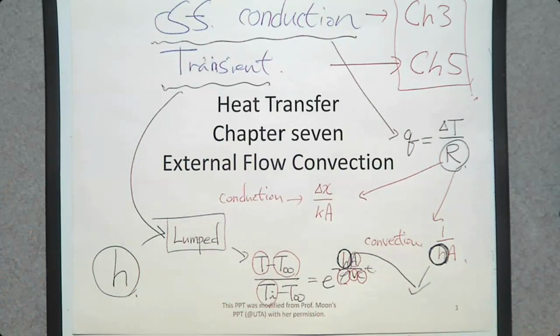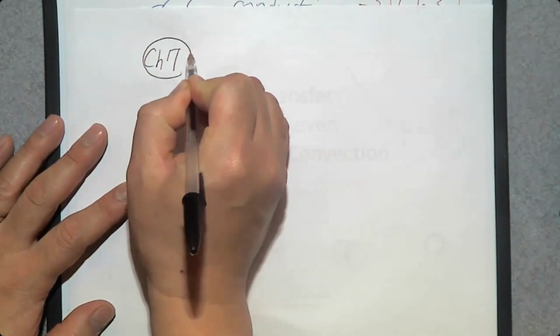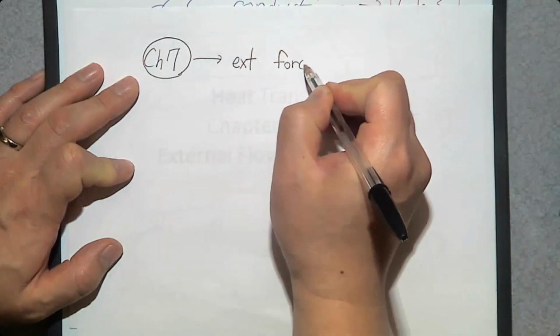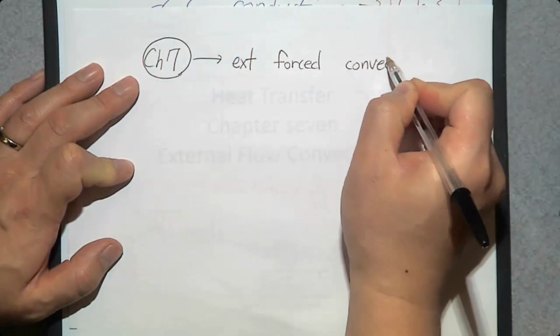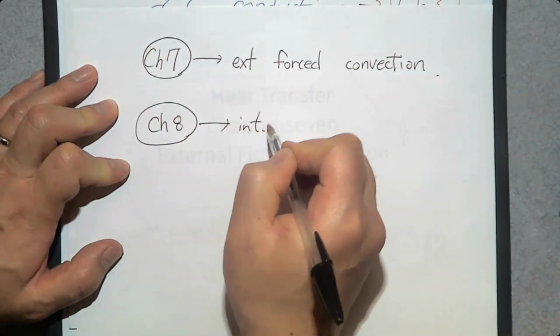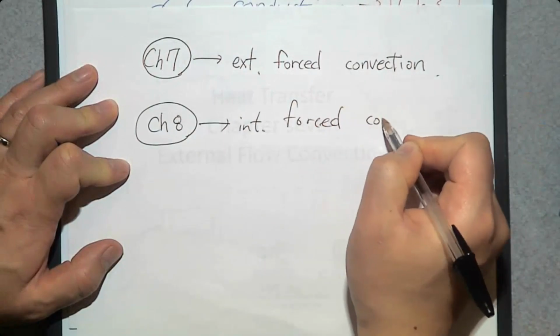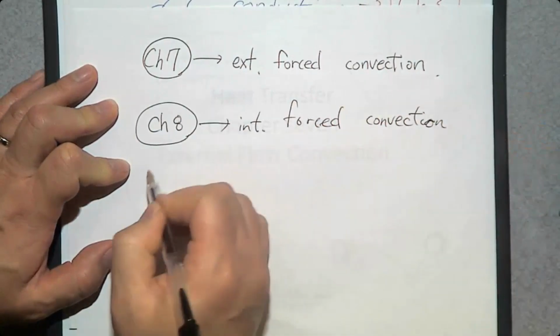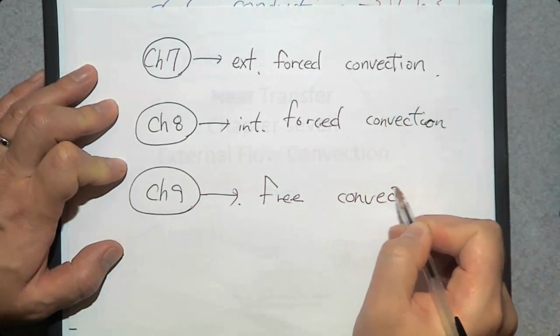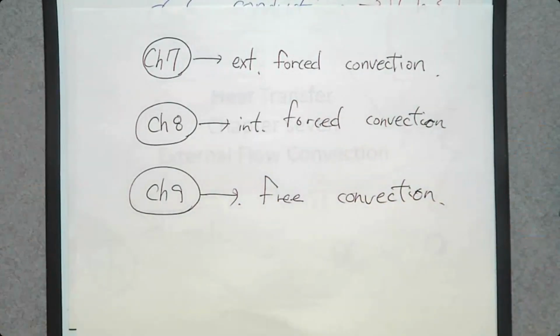Then why are there 3 chapters? The first is chapter 7, and this chapter 7 is for external forced convection, chapter 8 is going to be internal forced convection, and chapter 9 is going to be free convection. Then the first thing you want to understand is how they are different.